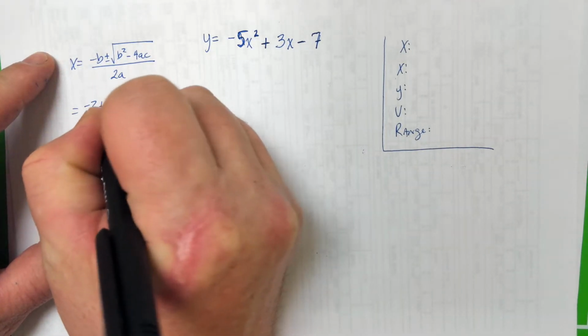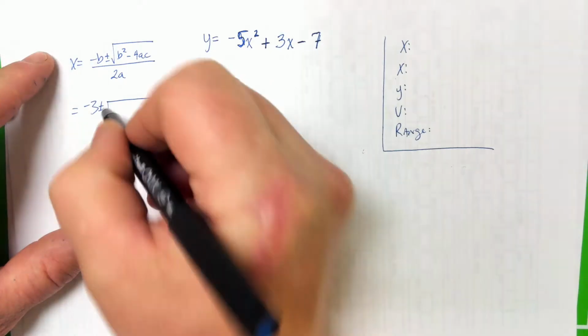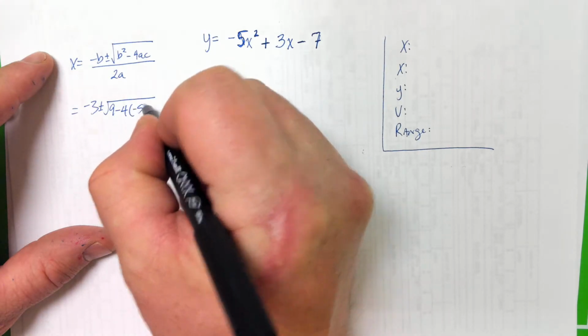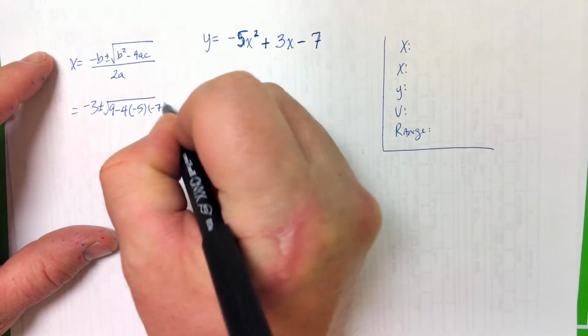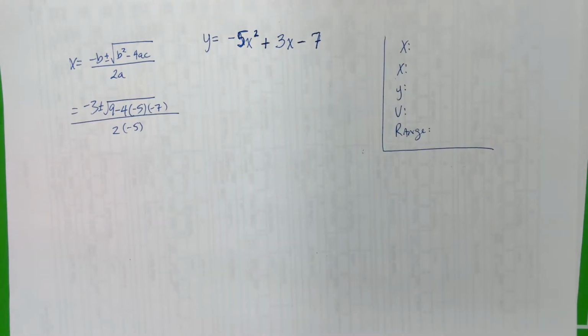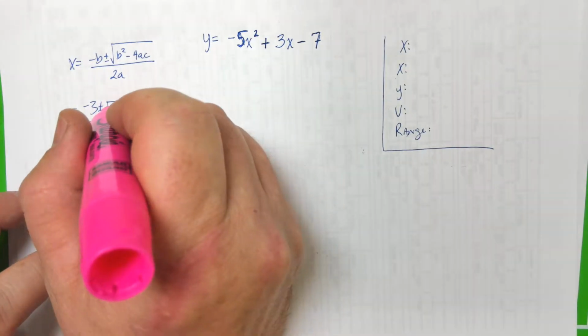Are we good with this? Negative 3 plus or minus the square root of 9 minus 4 times negative 5 times negative 7, over 2 times negative 5. We good with all that? So why are we doing this and not doing it the other way? Because we can't factor it. It's not factorable. Yeah, so that's what we're going to do.